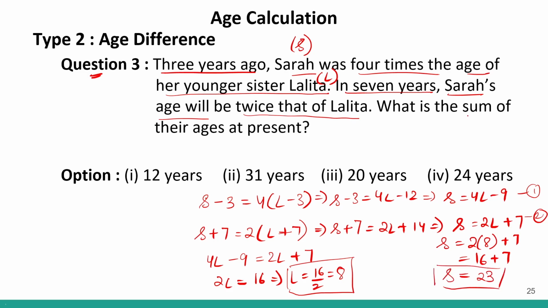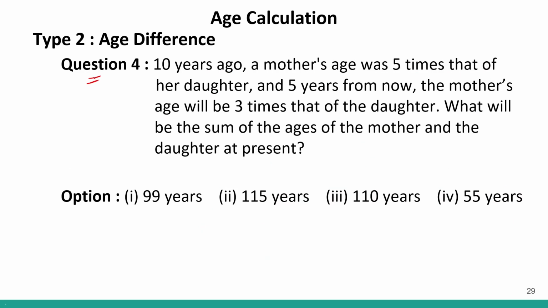Now we have to find the sum of their ages. So 23 plus 8 will be how much? It will be 31. So the sum of their ages will be 31, which is option number 2. So option number 2 will be your correct answer. Clear? Question number 4. 10 years ago, a mother's age was 5 times that of her daughter.